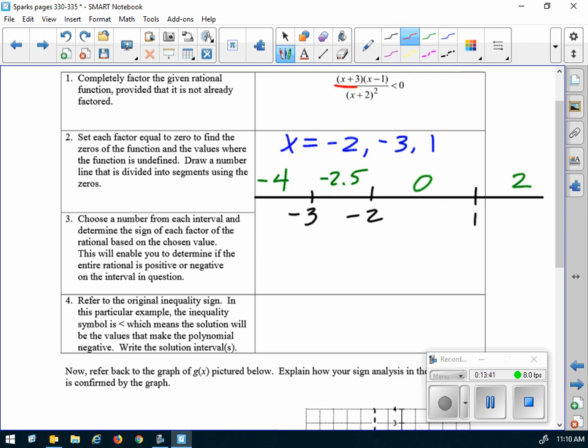-4. That's a negative times a negative divided by, because a negative squared, what's that give us? A negative times a negative is positive, and a positive divided by a positive is a positive.